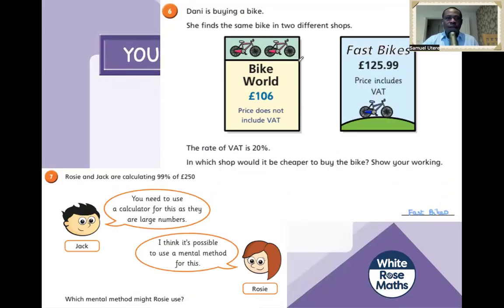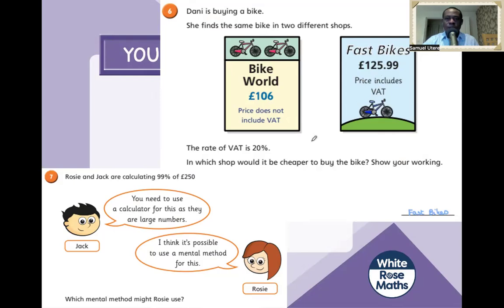So here you were asked, Donnie is buying a bike. She finds the same bike in 2 different shops. And here are the price tags. The rate of VAT is 20%. In which shop would it be cheaper to buy the bike? So here, you're going to have to find... so this price does not include VAT for this price ticket. And then here, price includes VAT. So here, VAT has already been included.